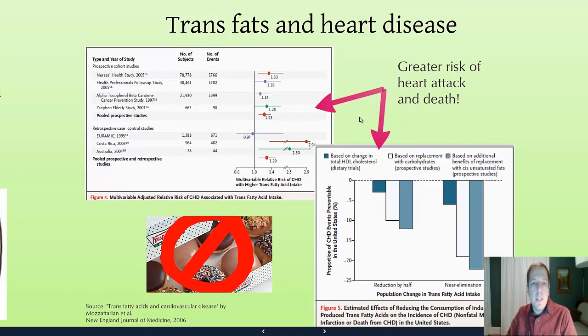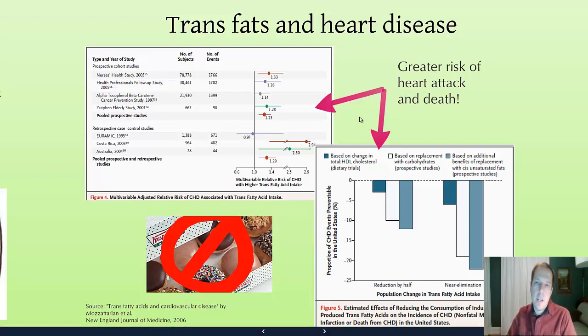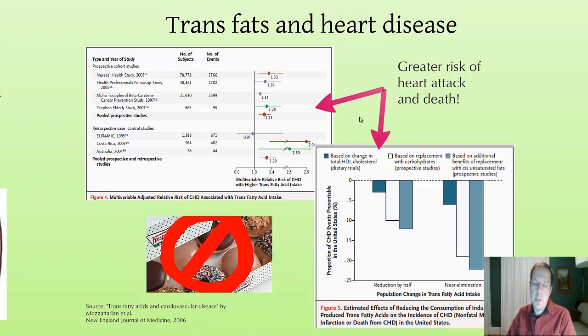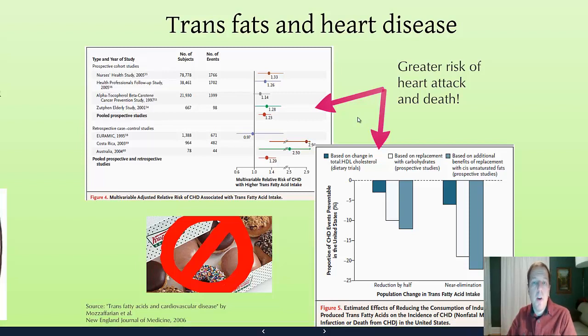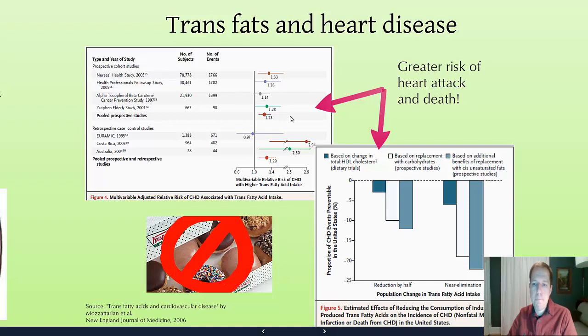This review also looked at the impact specifically on heart disease itself, not just on cholesterol, which is a precursor to heart disease, but the actual numbers of heart attacks themselves. And you can see across all of these studies, nearly all of them saw an increase in the relative risk of cardiovascular disease for those who had higher trans fats intake.